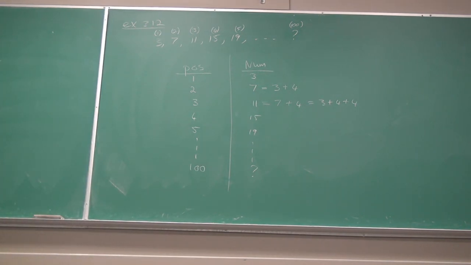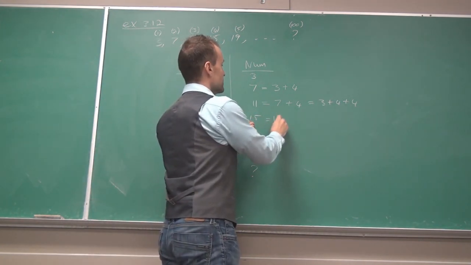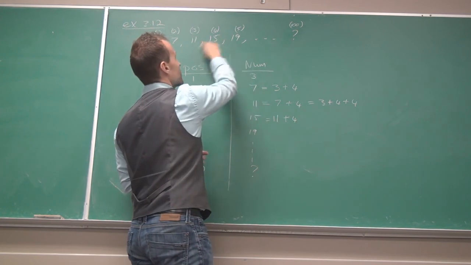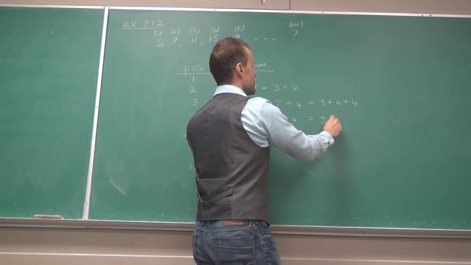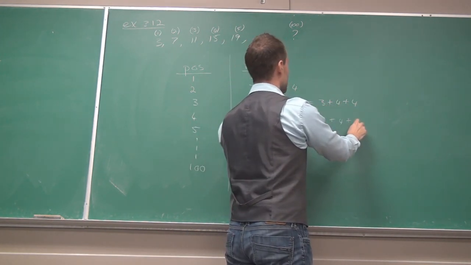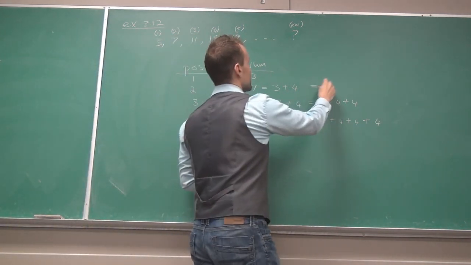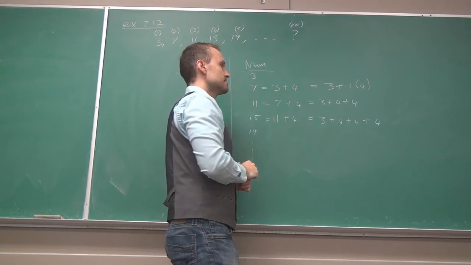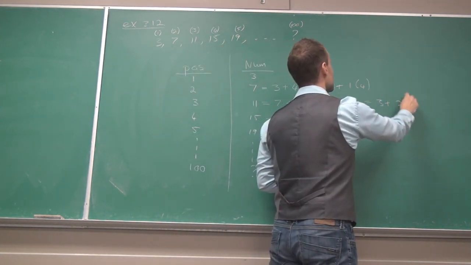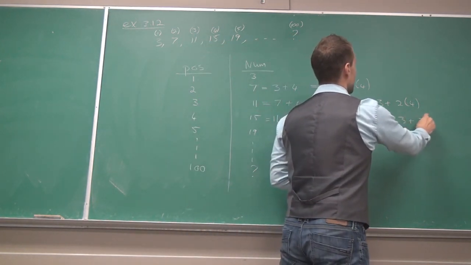Is everyone with me? Very handy little table. Then to get to 15, I take 11 plus 4. I saw the pattern here from one to the next. But 11 can be split up as 3, 4, and 4. So I have 3 plus 2 4s plus this extra 4. So here I have 3 plus 1 group of 4. Here I have 3 plus 2 groups of 4. Here I have 3 plus 3 groups of 4.